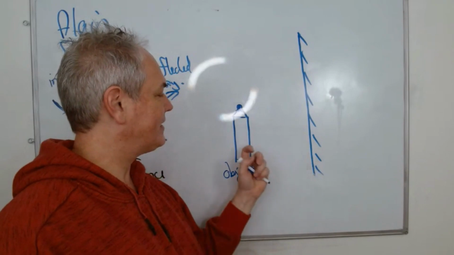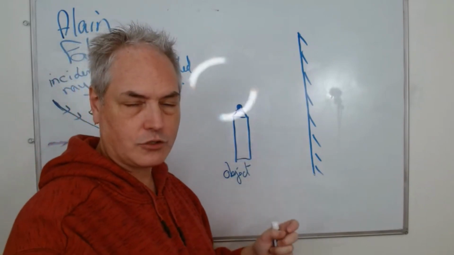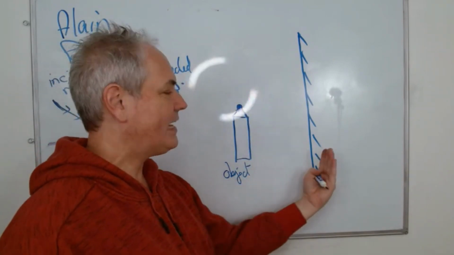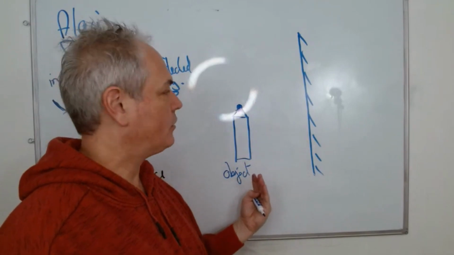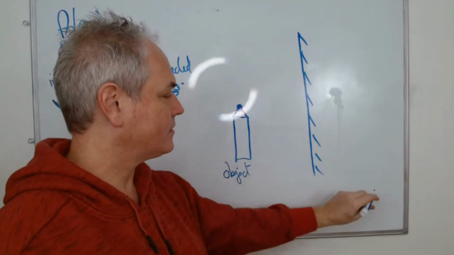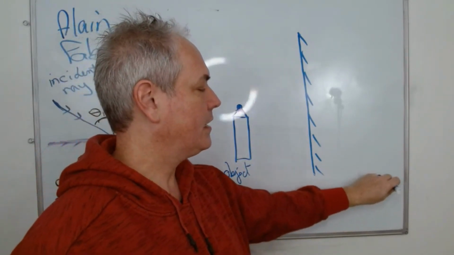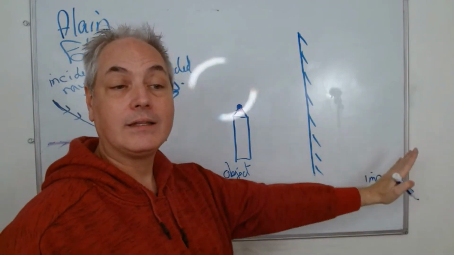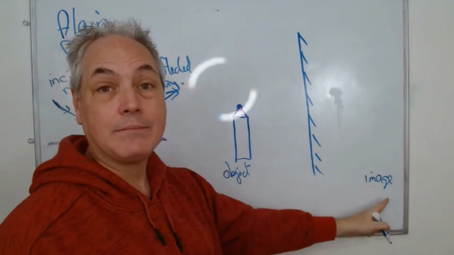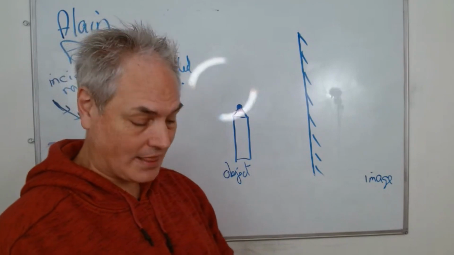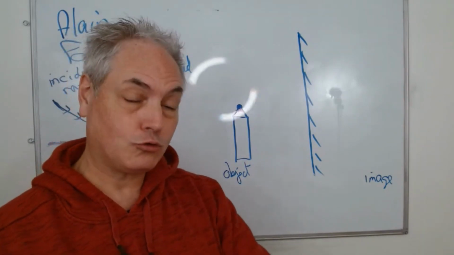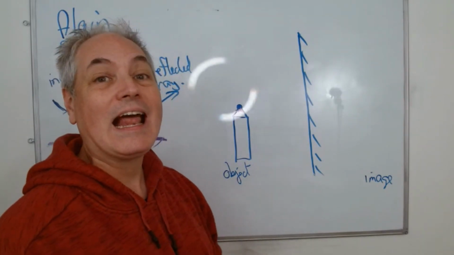The object is a physical object. So you could take a marker like this. It is in front of the mirror. But you also know that there is somewhere behind the mirror an image. And the question is, where is that image? In order to do that, we need to trace light rays.